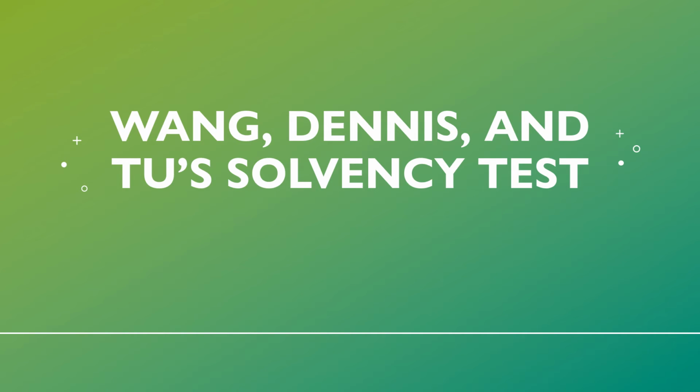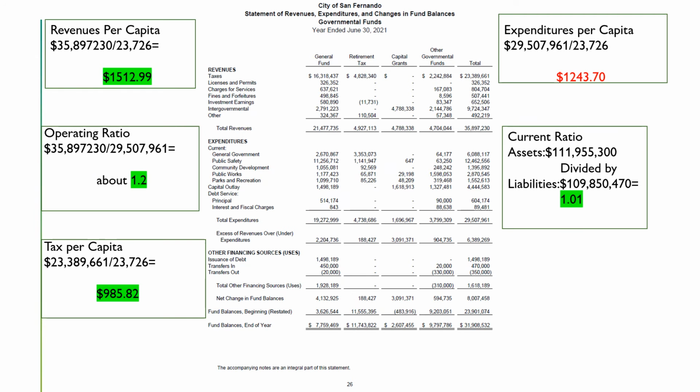Next, we will look at Wang, Dennis, and Tu's solvency test indicators. We have chosen 5 indicators from their test. They also have similarities with Brown's test, so I will let you know which ones those are and skip over them since you already heard them in the previous slide. Those are the revenues per capita and the expenditures per capita. Those are the same, and I will not be reviewing them in this slide.